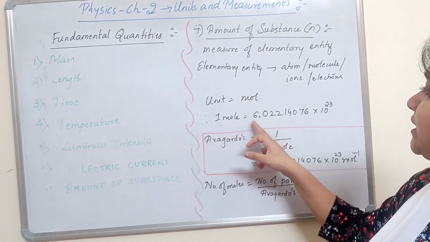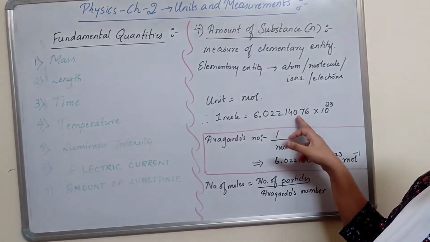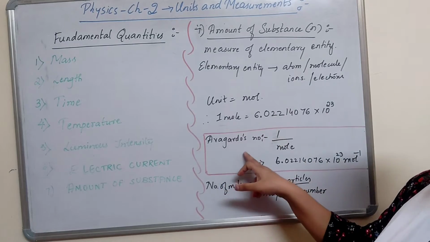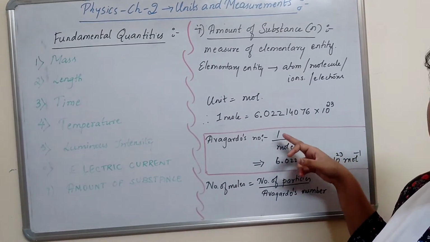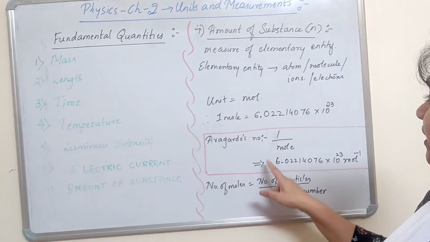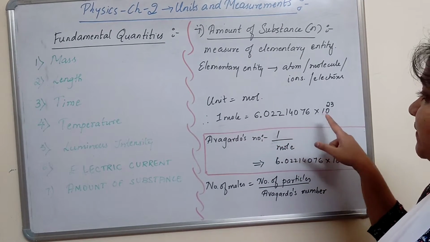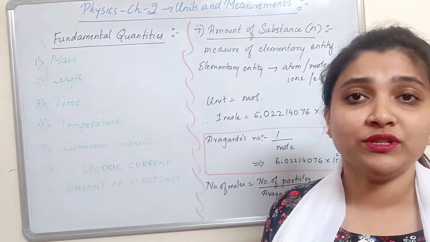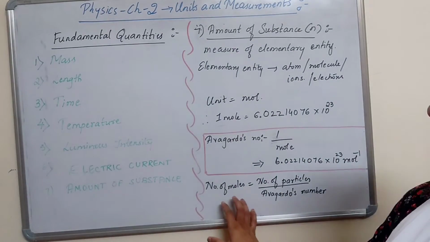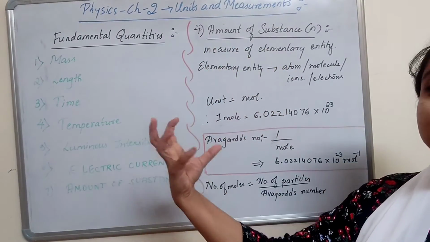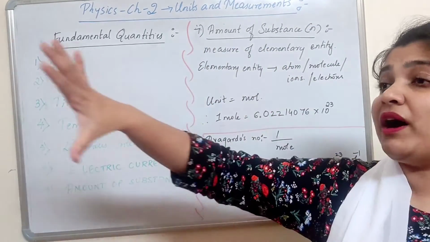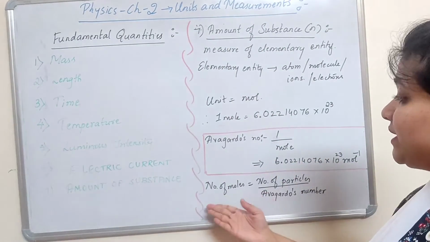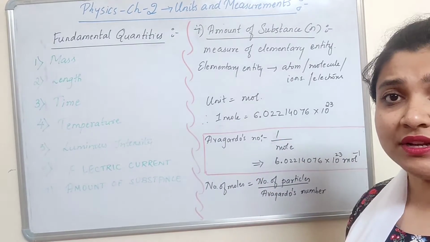1 mole is equal to 6.02214076 times 10 to the power of 23. Avogadro's number is the inverse of mole. So we get 6.02214076 times 10 to the power of 23 per mole, which is the Avogadro's number. Therefore, the number of moles contained in a particular substance can be found from how many particles are there. When we divide the number of particles by the Avogadro number, you get the number of moles present in a given substance.